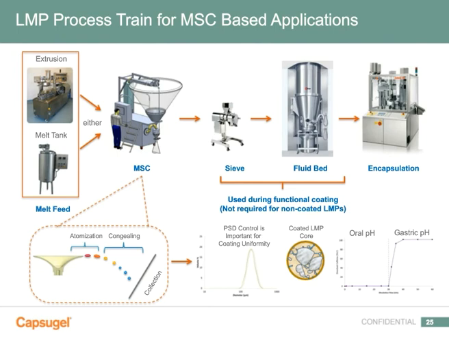A couple additional process steps are sieving and fluid bed coating. If we are looking for a particular product size, we can rapidly remove the fines and the large particles, which helps with fluid bed coating. We typically only sieve if we're adding a functional coating, and it is typically not required for non-coated LNPs. Finally, the lipid multiparticulates are then encapsulated in a capsule, sachet, or other final dosage form format.